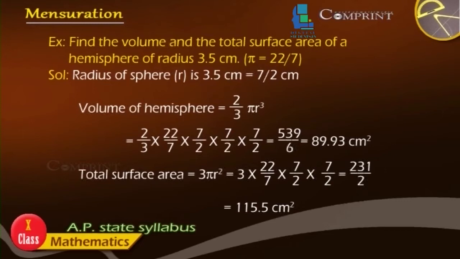That is 89.83 centimeter cube. Total surface area is equal to 3 pi r square is equal to 3 into 22 by 7 into 7 by 2 into 7 by 2 is equal to 231 by 2 is equal to 115.5 centimeter square.